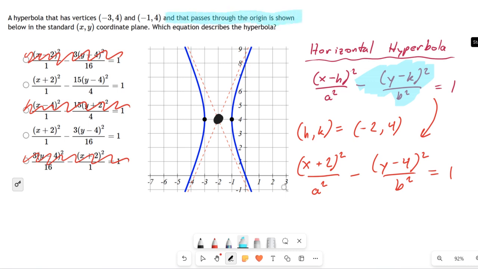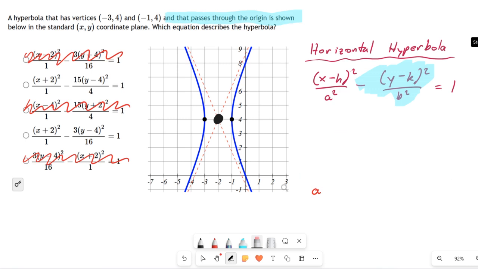And it passes through the origin. That's interesting. Right here, that is the origin, where x and y both equal 0. Well, that lets us do something interesting, which is that if you plug in x and y being 0 into this equation, then it should equal 1.